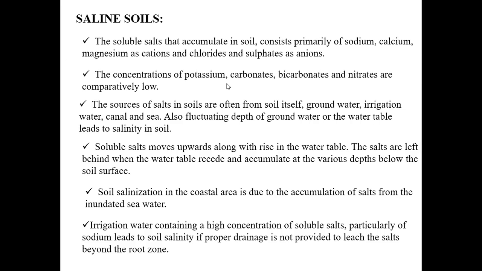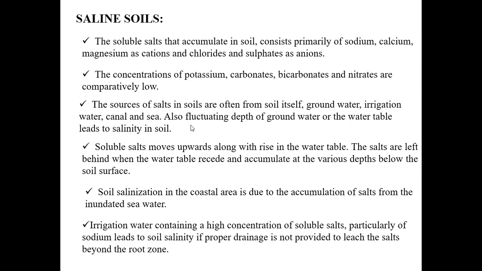They are considered as cations, and chlorides and sulfates are very high. In counterpart, the concentration of potassium, carbonates, bicarbonates and nitrates are comparatively very low. So mostly where you can see this type, you can see some fluctuating depth of groundwater and water table. The source of salt is often the soil itself or groundwater irrigation.